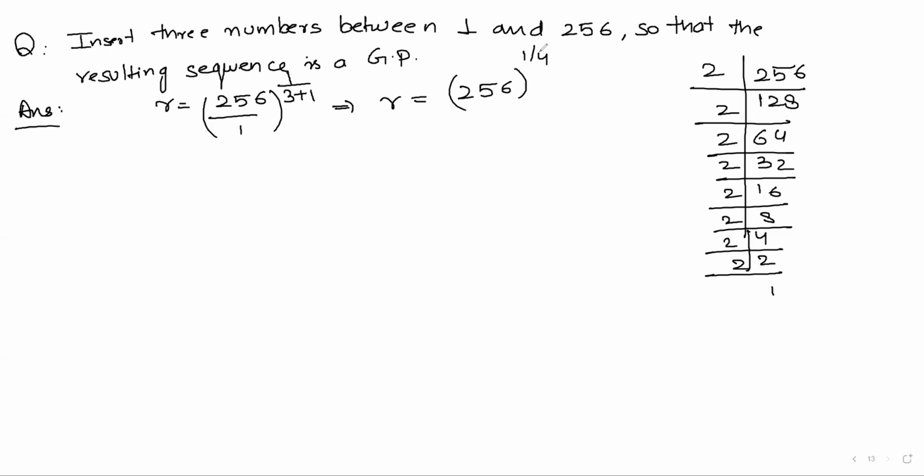Please find the remaining terms. You need to find the 3 numbers. ठीक है, R आपने find कर लिया. So to the power 4. So one pair is this, second is this, third is this, fourth is this.